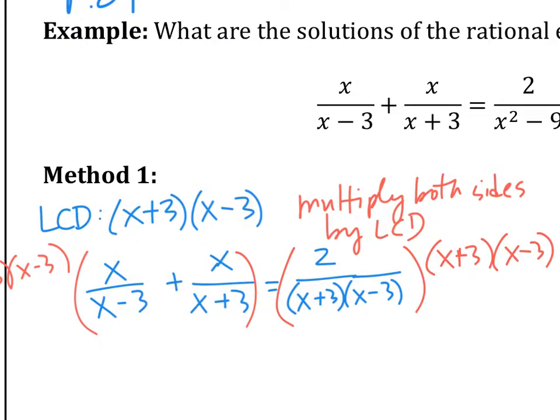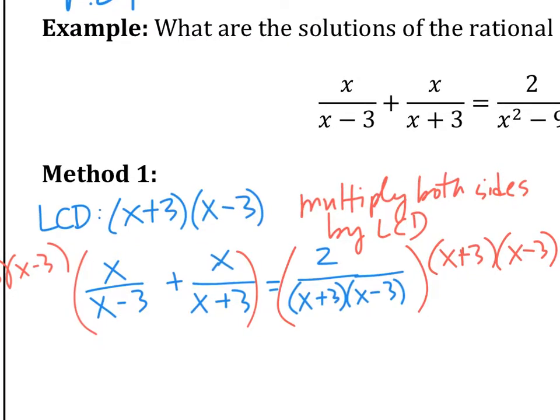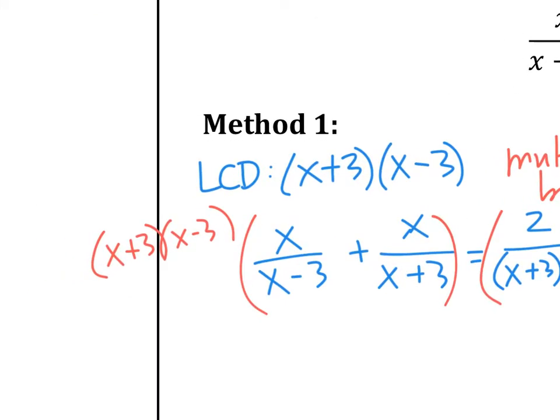Okay, so let's see. What we're doing is we are distributing. So let's look at the left-hand side. We're going to distribute this to here and to here. Okay, so you're going to do this mentally. X plus 3 times x plus 3, x minus 3, times the first one, x over x minus 3. Which part is going to cancel? X minus 3. X minus 3 is going to cancel. What's left over? X plus 3, X and x plus 3. Can you guys see that?